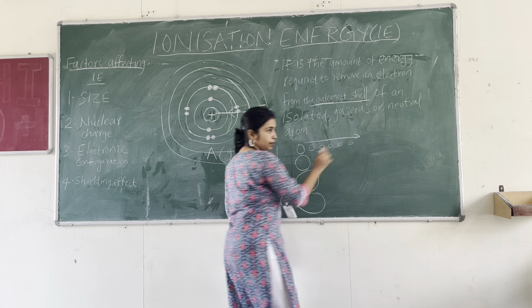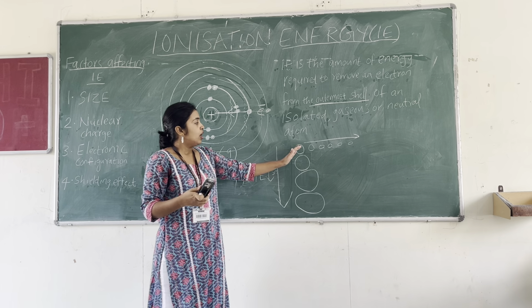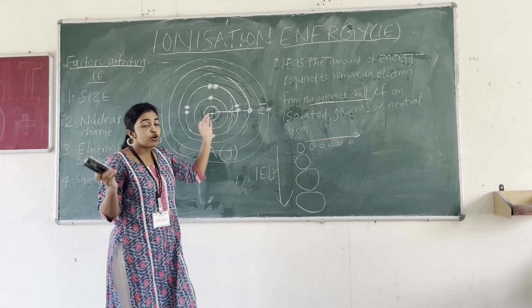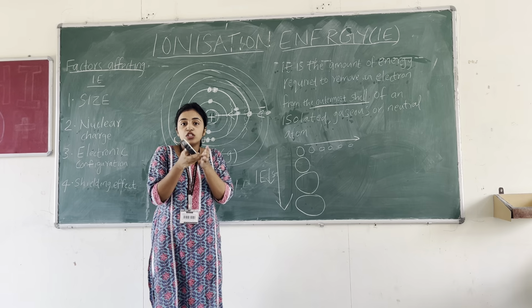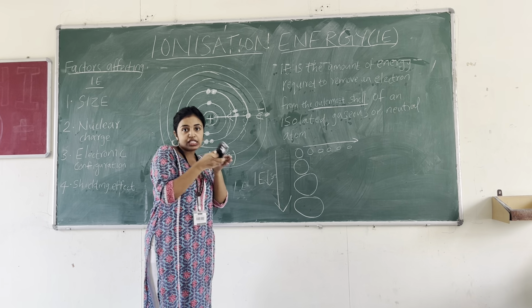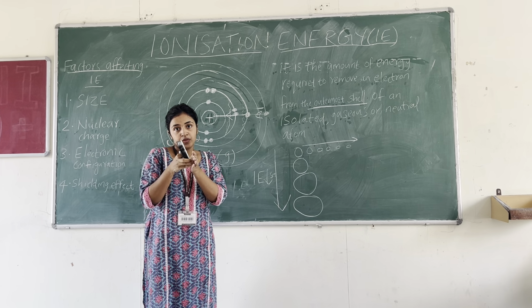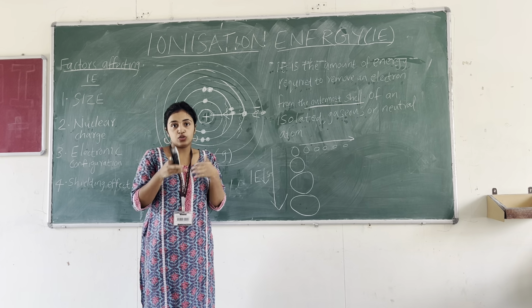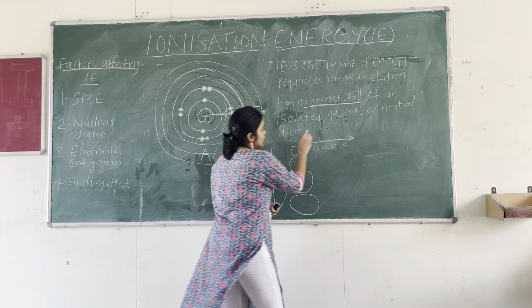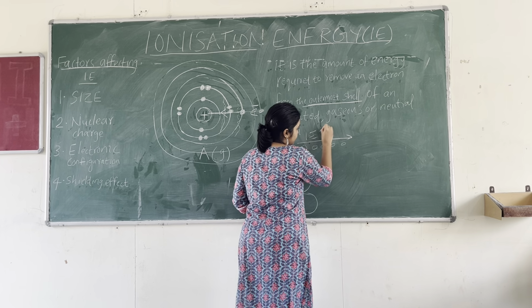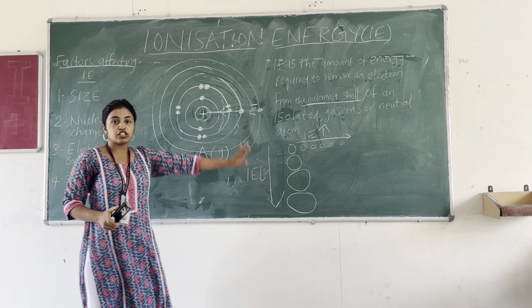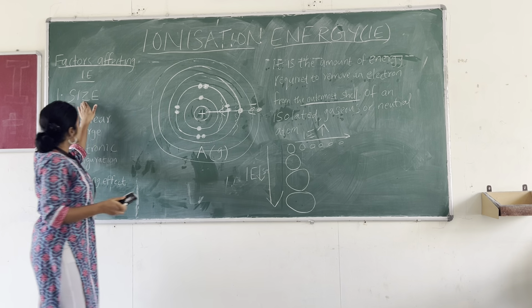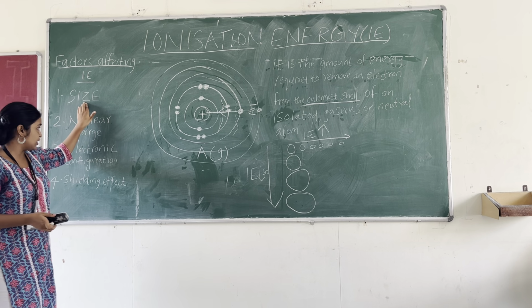But what will happen here? As we move along the period, the electrons are much closer to the nucleus. Much closer means the attraction between the nucleus and these electrons is much higher. So we have to give more energy to break this attraction, to remove an electron. So IE is greater in the case of the periodic table. So size is inversely proportional to ionization energy.